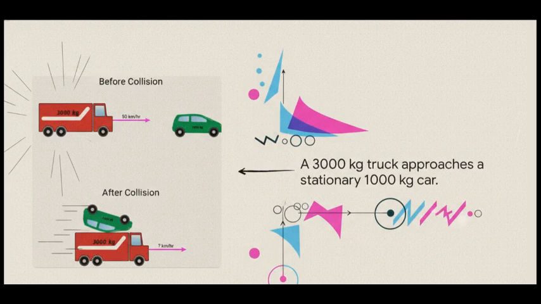Okay, so here's a scene we've all probably pictured in our heads. A massive truck bearing down on a small stationary car. But what really dictates what happens next? I'll tell you, it's not just about size or speed. It's about a very specific and kind of powerful physical quantity.